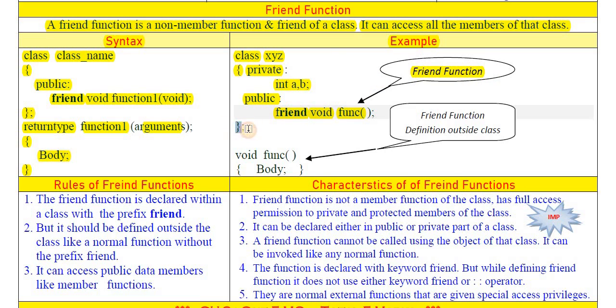So after closing the body of the class, outside the class body we are defining the friend function body. For defining the friend function body, we are not using the friend keyword, just data type, function name, and this is the body of the function. So this is friend function definition outside the class.